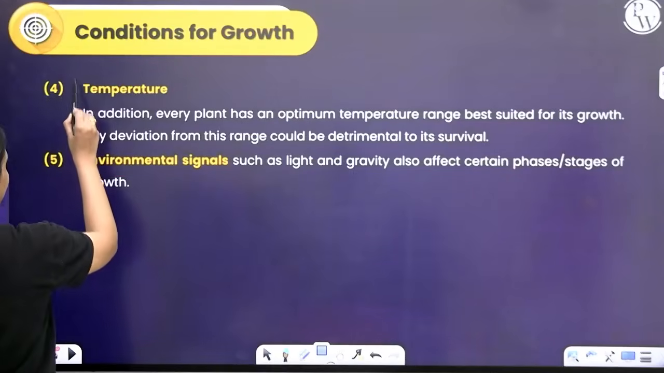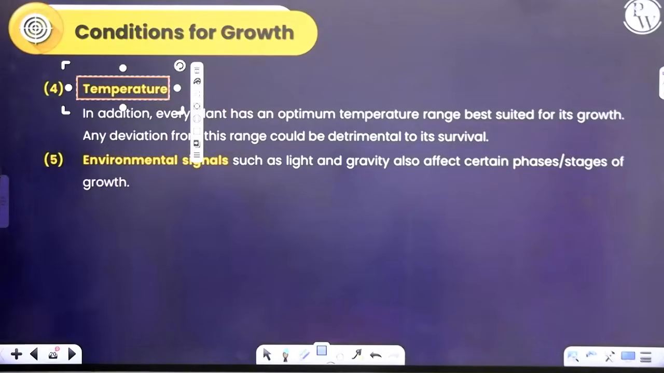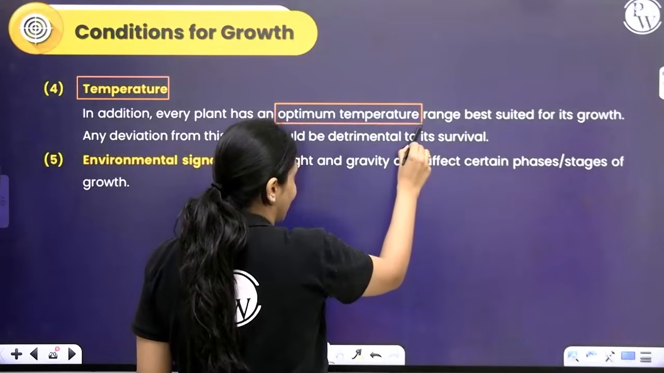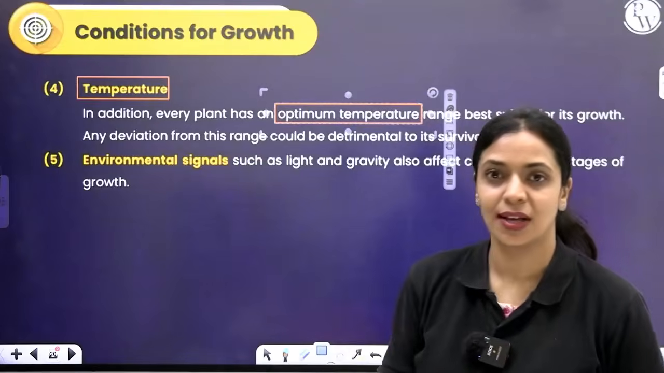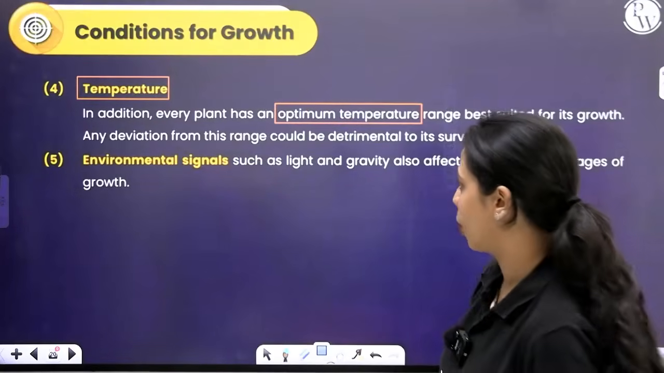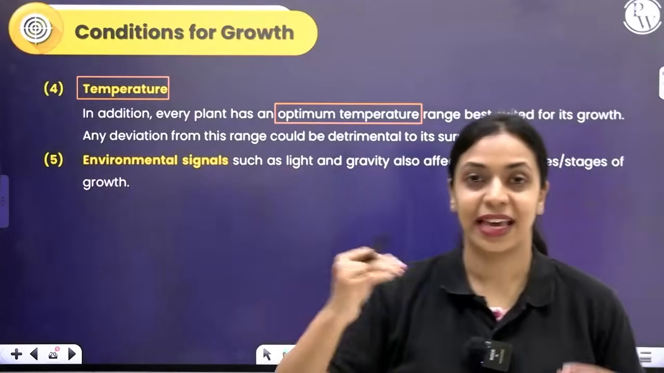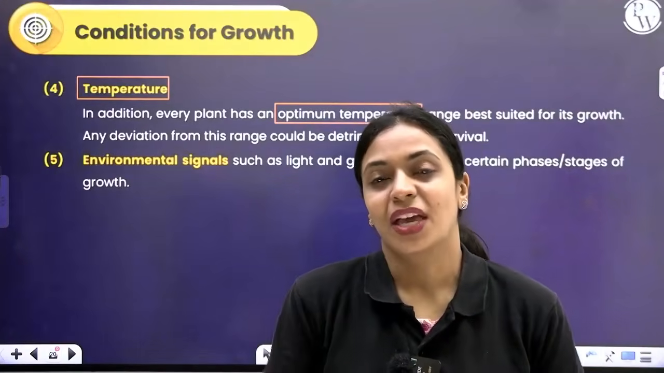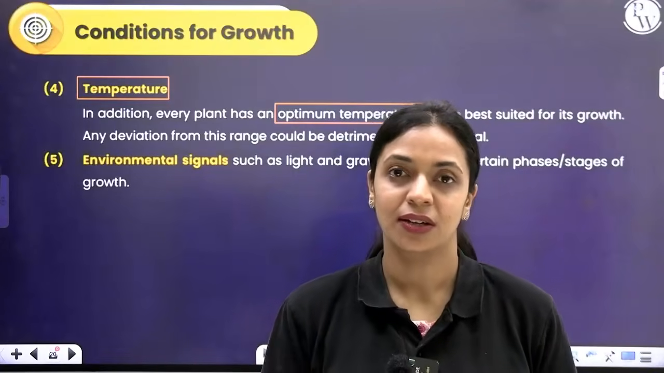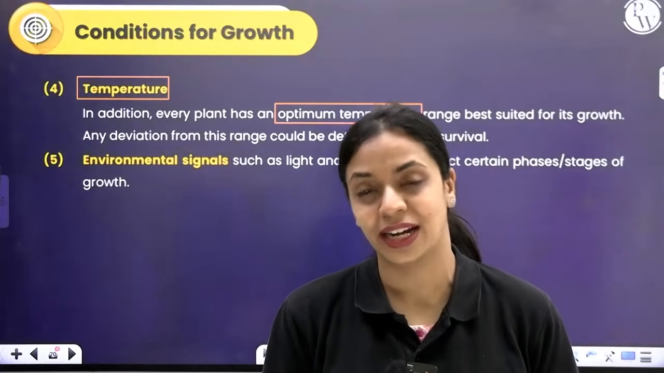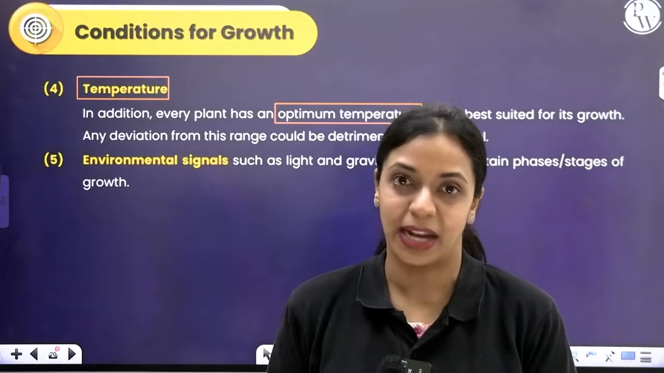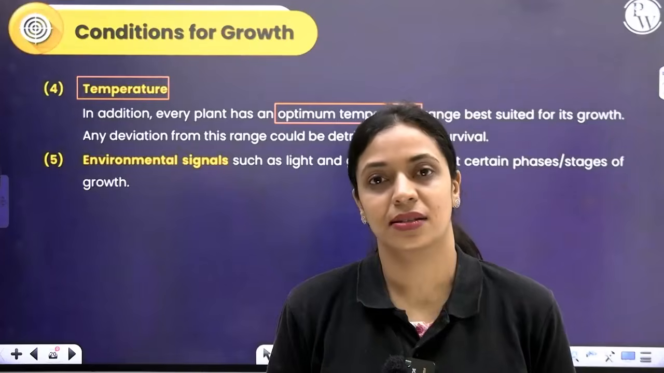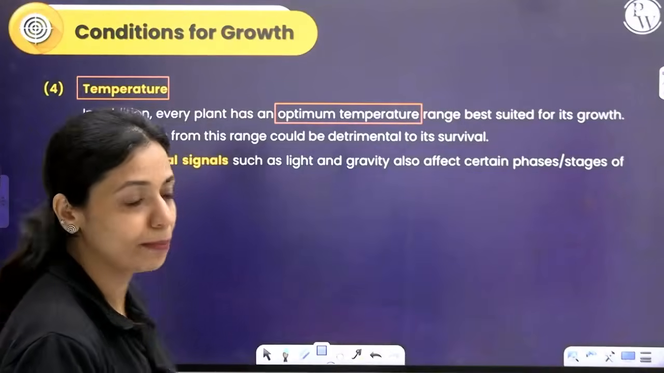Next, temperature. Every plant will have its own temperature optimum, depending upon where it generally grows. If it grows in tropics or temperate regions, depending upon that, it will have its own temperature optimum. That is important because the enzymes of that plant function very well in that temperature. If there is any major deviation from this temperature, if it's too hot, the enzymes could get denatured. If it's too cold, the enzymes could become inactivated. So if the temperature is not optimum, the enzymes cannot function properly. As a result, growth also may not happen to the best extent.